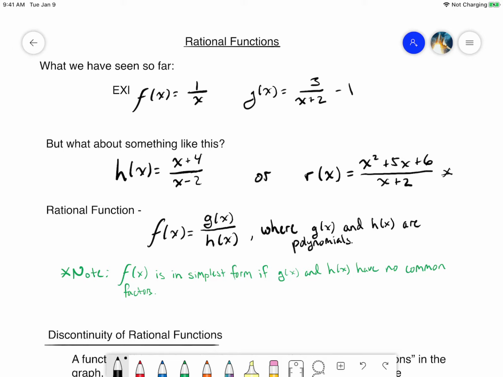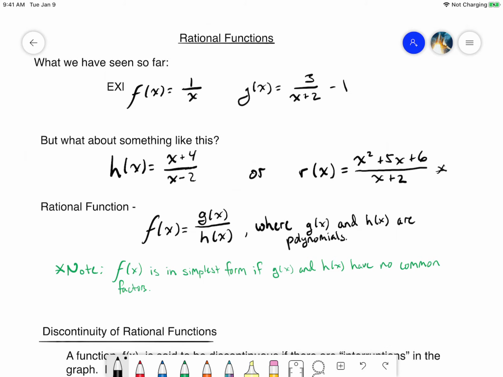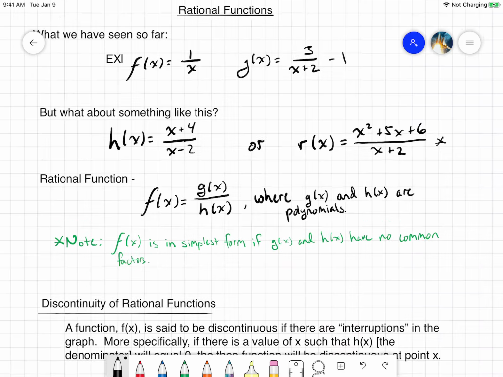Okay, now we can say polynomial over polynomial, and even if we look at our parent function, which is 1 over x, technically they're polynomials. They're just really monomials. One has a degree of 0 and one has a degree of 1. So realistically it extends to all those types of situations. So in order for us to have f of x in its simplest form, we have to have g of x and h of x have no common factors, and that'll come into play just a little bit.